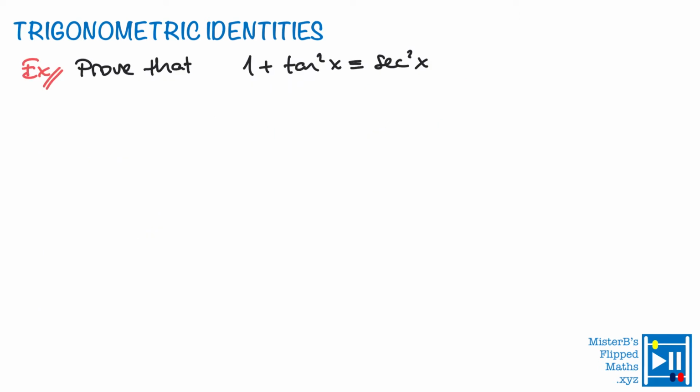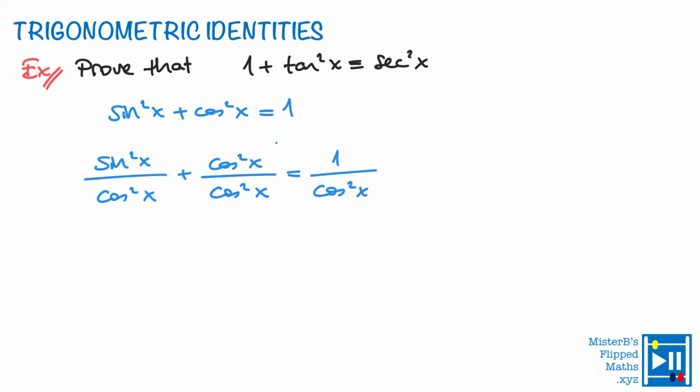To start with, we know that sine squared x plus cosine squared x is 1. Now if I divide both sides by cosine squared x, we can then write this one as tangent squared x because it's sine over cosine, plus, well, they simplify out to 1, and 1 over cosine squared x is secant squared x. So that's how we quickly prove it.